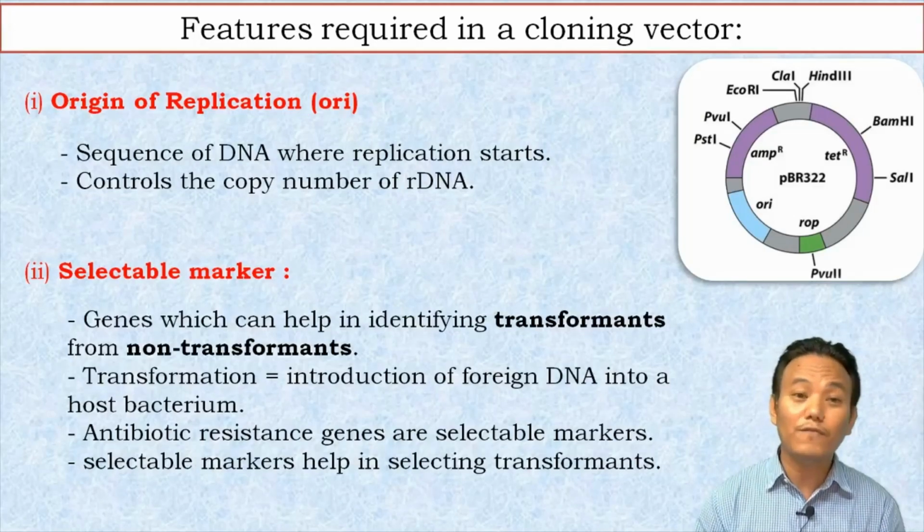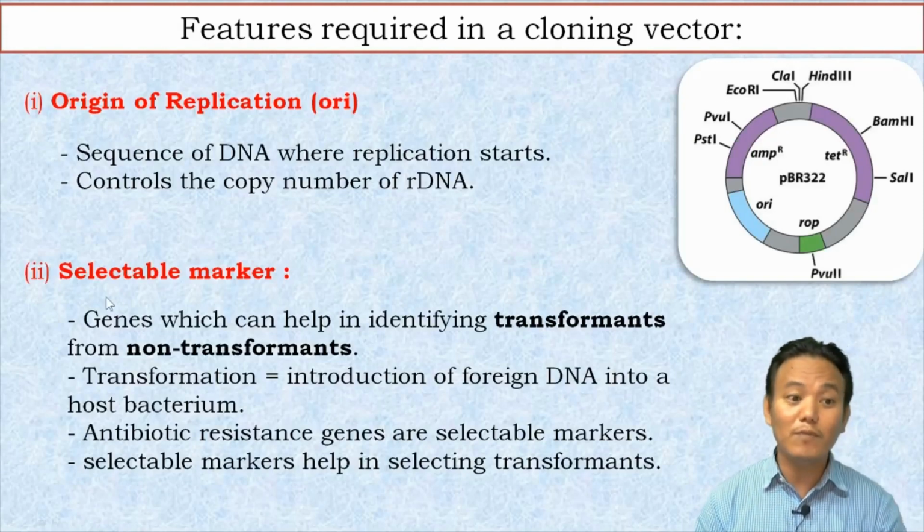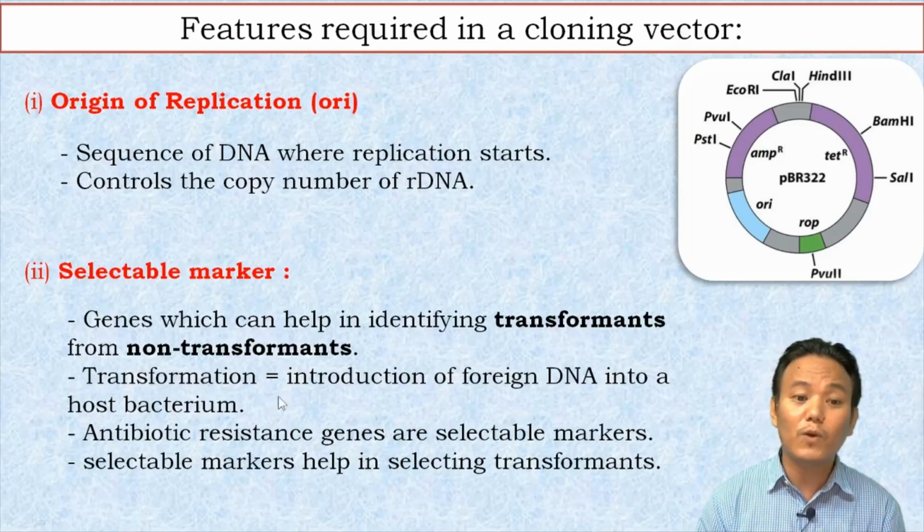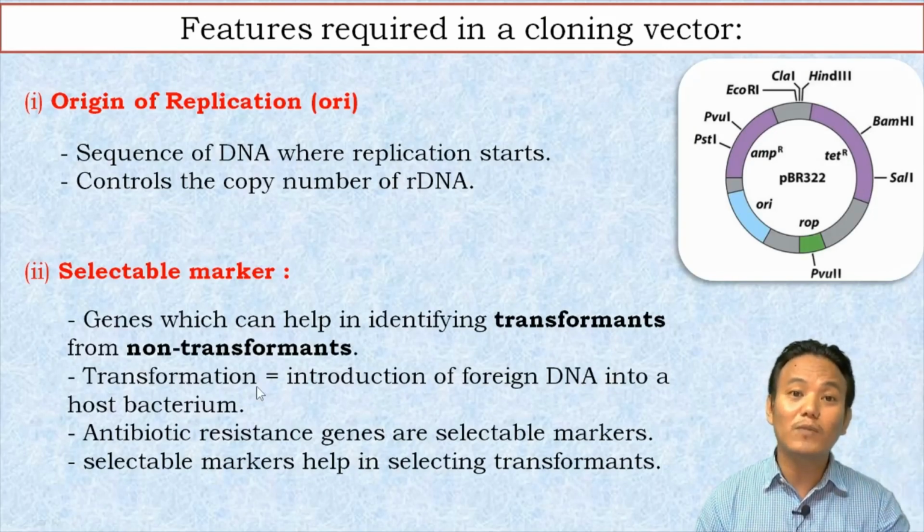The second important feature that is required in a cloning vector is selectable markers. Selectable markers are genes which can help in identifying transformants from non-transformants. Now, what do we mean by transformants and non-transformants? In order to understand that, let us first try to understand the transformation process. Transformation is the introduction of foreign DNA or a foreign gene into a host bacterium, thereby transforming the host bacterium into a genetically modified organism.